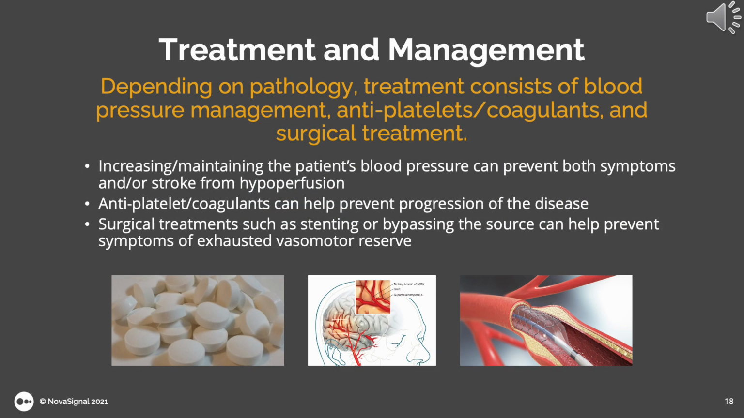Treatment and management. Depending on pathology, treatment consists of blood pressure management, antiplatelets and anticoagulants, and surgical treatments. Increasing or maintaining the patient's blood pressure can prevent both symptoms and/or stroke from hyperperfusion. Antiplatelet therapy can help prevent progression of the disease, and surgical treatments such as stenting or bypassing the source can help prevent symptoms of exhausted vasomotor reserve. A common bypass would be the STA to MCA bypass surgery.